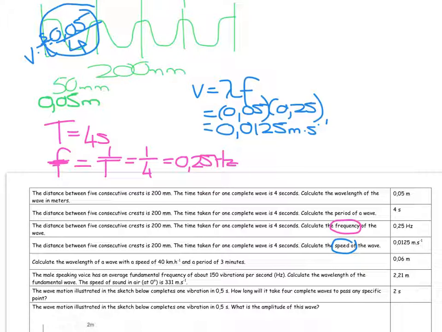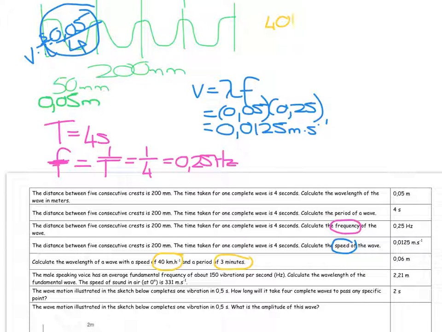Then it says, calculate the wavelength of a wave with a speed of 40 kilometers per hour and a period of 3 minutes. So I'm going to have to do a whole lot of converting here. Minutes and hours are not compatible at all. I could, I suppose, change those minutes into hours, but 3 minutes in hours is actually quite tricky. So let's try and think of something else. Let's first do my kilometers per hour into meters per second.